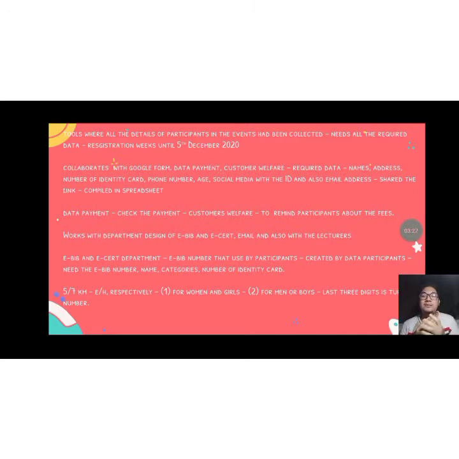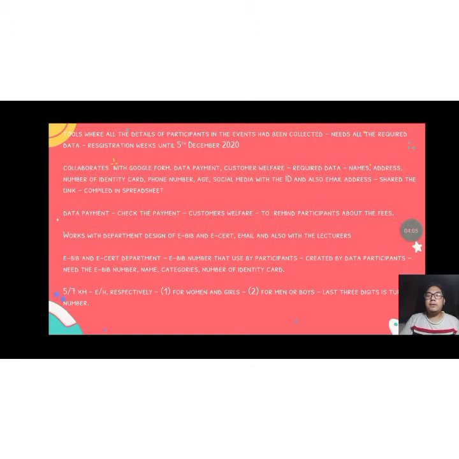Our department also needs to work with other teams from other groups, which are the Department of Design, EBIP and ESET, the Department of Email, and also the lecturers who manage the postage of the running kit to the participants. For the first one, working with the EBIP and ESET department from the group materials is to discuss the EBIP that is going to be used to identify each participant.